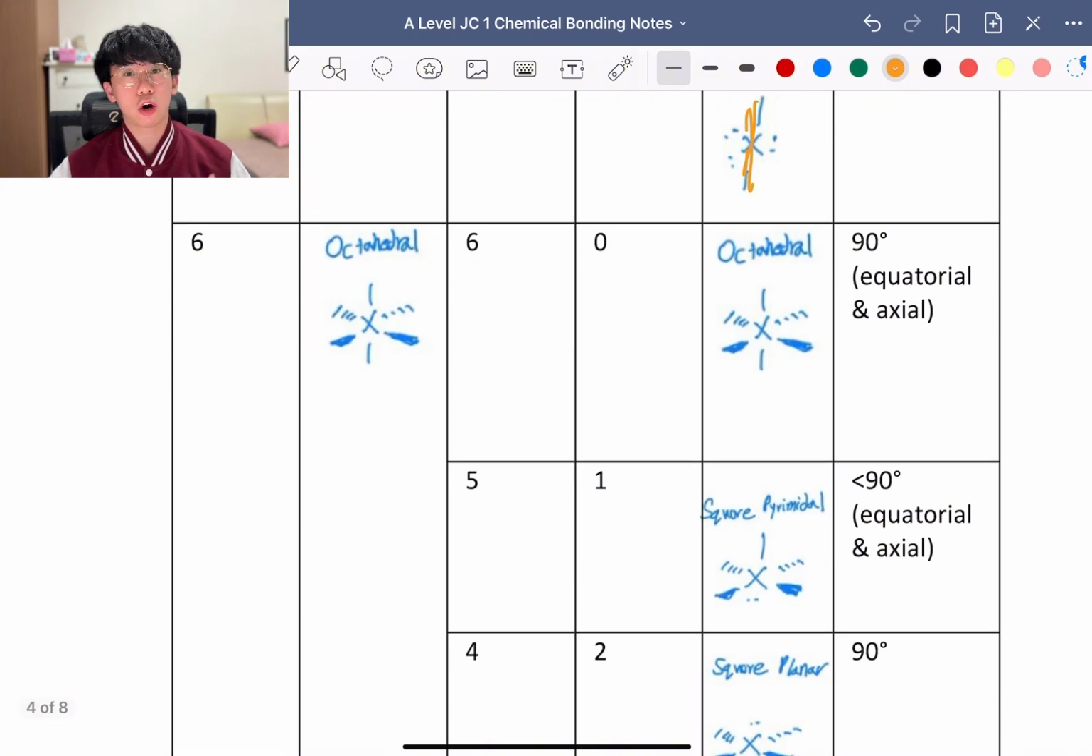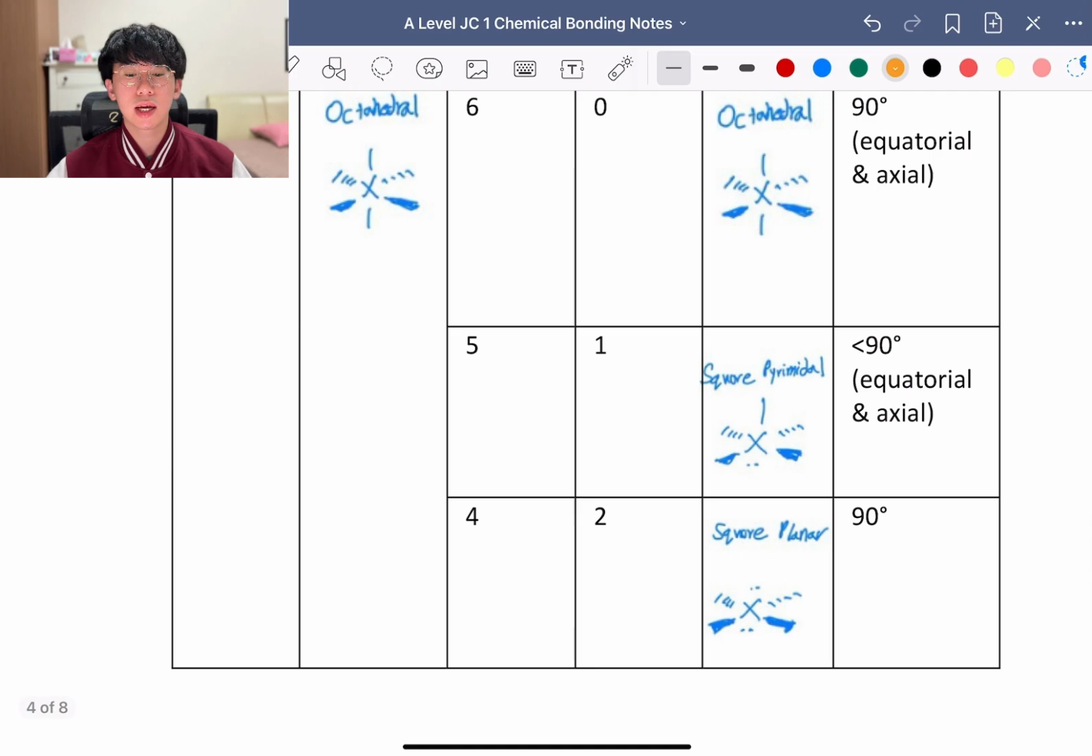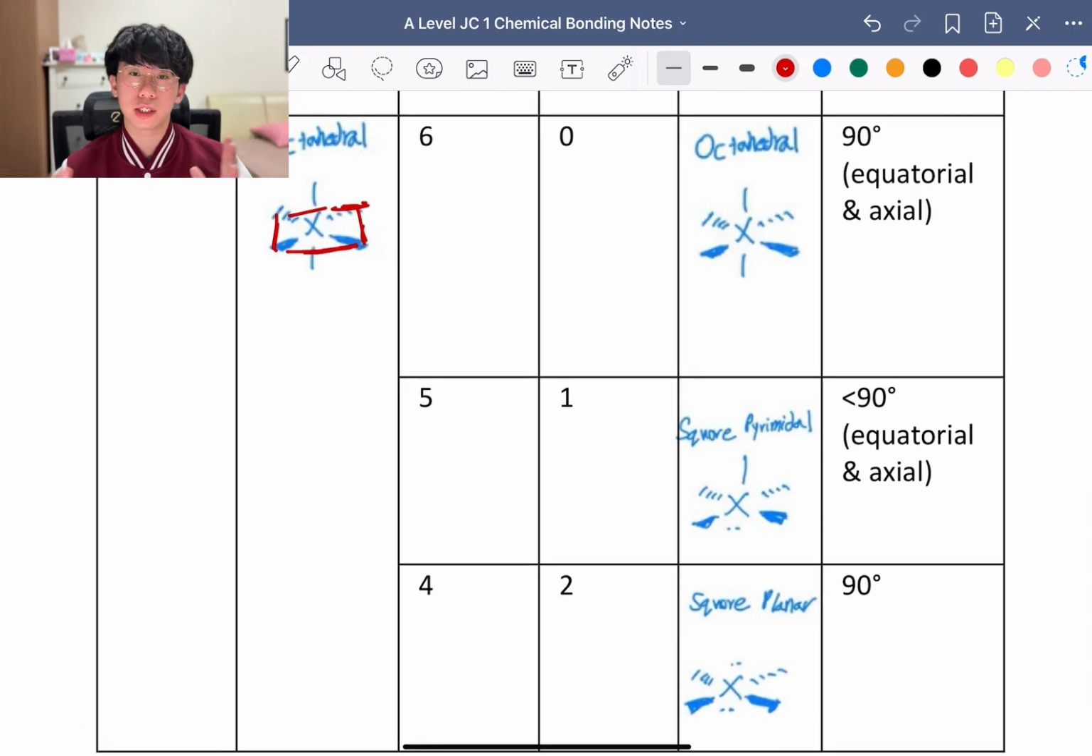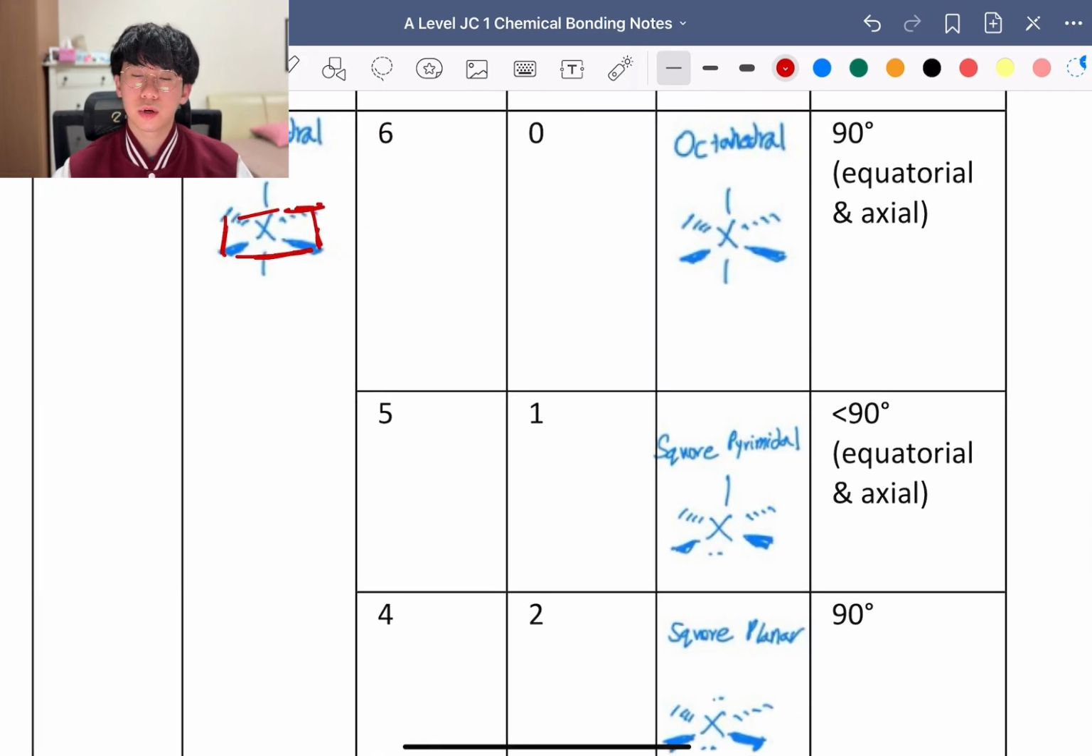And then lastly is octahedral. So when you have 6 electron pairs, this is octahedral, and if you have trouble looking at it, it's kind of like a square bipyramidal. So it's like a square and then there's the axis. So very similar to trigonal bipyramidal. And the shape of octahedral is all 90 degrees, right?